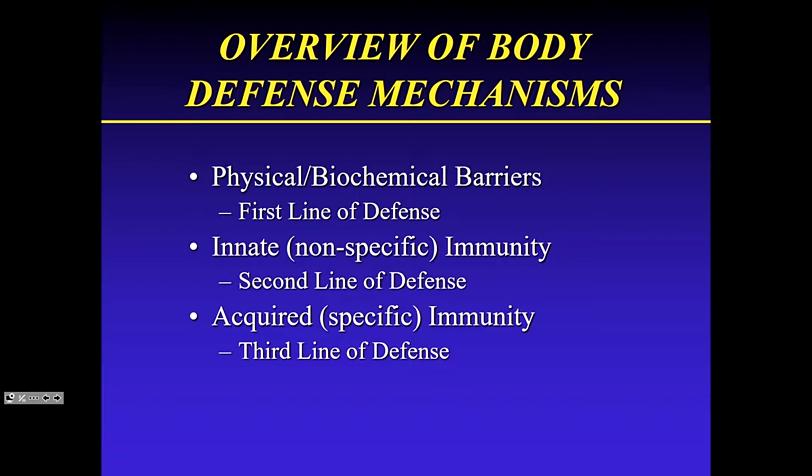mechanisms by which the body can defend itself. Firstly, there are physical barriers that the body mounts to being invaded by foreign pathogens. Secondly, there are what we call innate or non-specific mechanisms of immunity, basically phagocytosis of foreign pathogens. And thirdly, there's acquired or specific immunity, which involves making antibodies to specific pathogens or T lymphocytes specifically recognizing foreign pathogens like viruses and mounting an immune response against them.